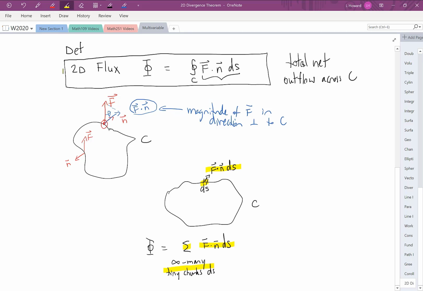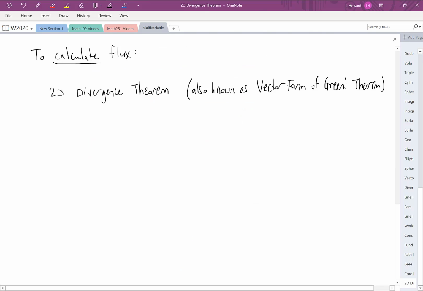So what we have at the top of the screen here is a definition of what flux is. But to actually compute flux, or if we wanted to calculate it in a specific example, we would use a different formula. So let's talk about how to calculate flux. To calculate flux, we're going to look at what's called the two-dimensional divergence theorem. This is also called the vector form of Green's theorem. So one theorem just has two different names.